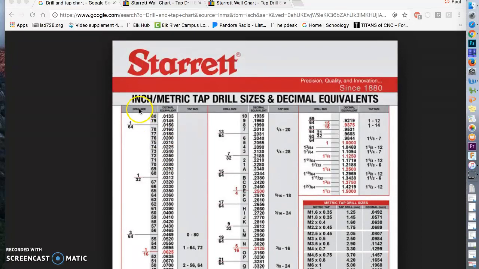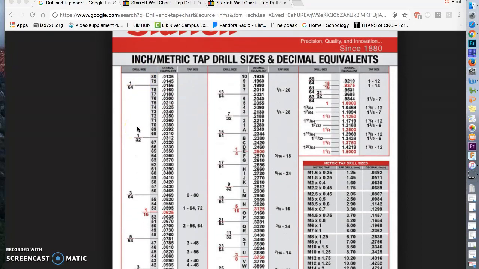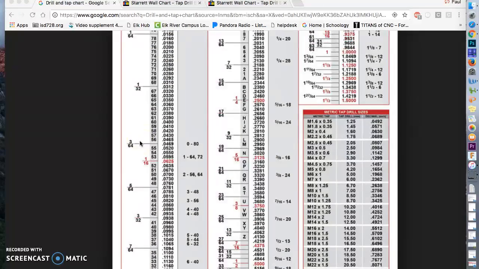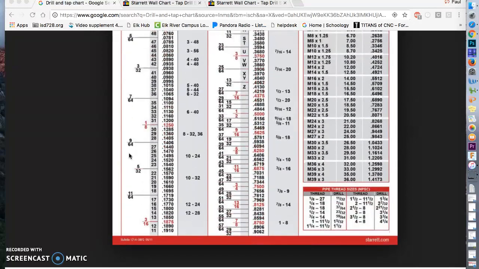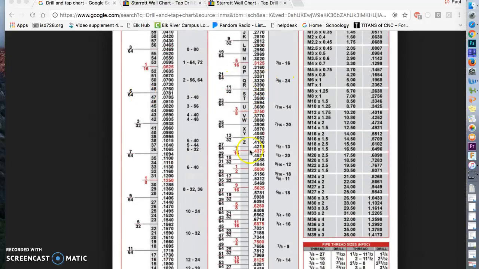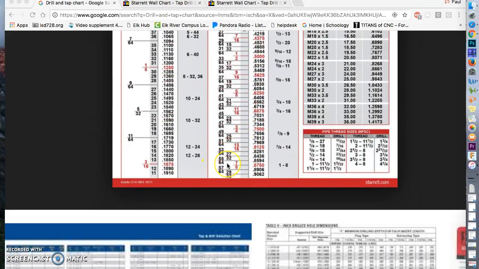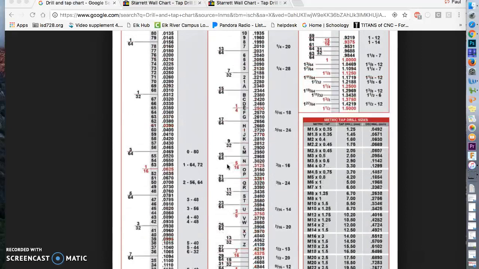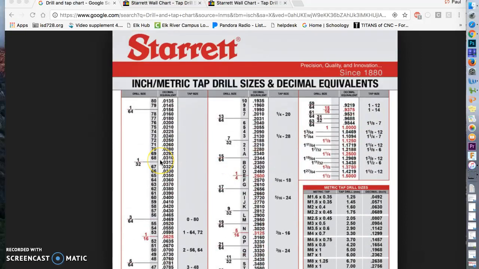So if you look here, let's look at fractions first. 1/64th, 1/32nd, 3/64ths, and so on. And it breaks the fractions down to its lowest common denominator. So fraction size is one way to size a drill bit. Second way to size a drill bit is by its numbers.